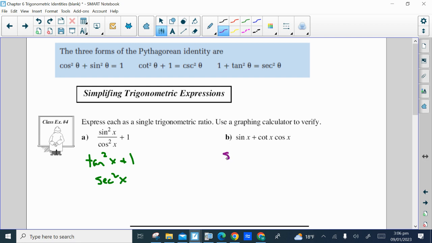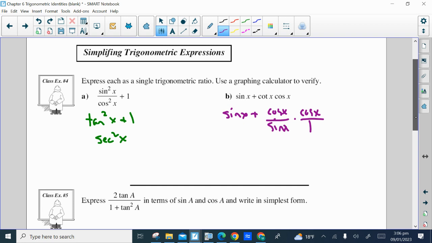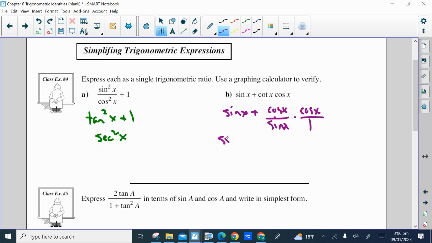We're going to simplify this. Remember I said that one of the tricks to this is putting everything in terms of sine and cos. Cotan can be written as cos x over sine x. And that's multiplied by cos x or cos x over 1. So I've got sine x or sine x over 1 plus, here I'll multiply top times top, bottom times bottom. I'll get cos squared x over sine x. And I'm adding these together.